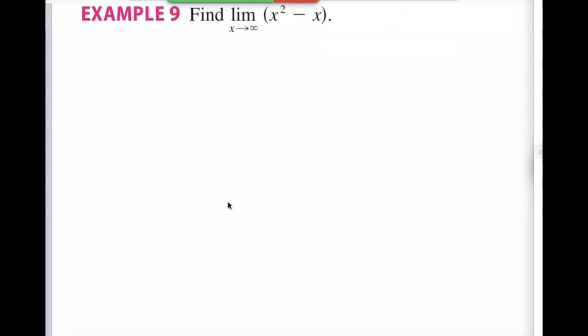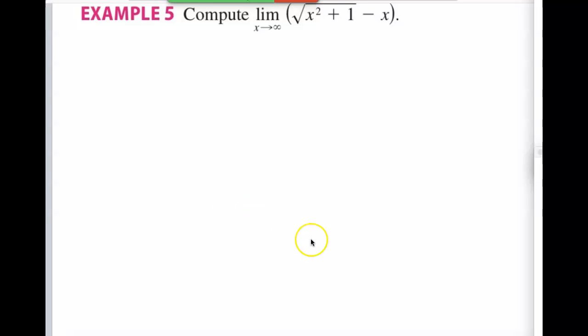I'm not going to go over all of these, but I'll go over a few. This one in particular is a good one to talk about. So here we don't have a fraction, but we can force it to be a fraction using a tool that we've been using quite a bit, and that's the conjugate pairs. So remember, the conjugate pairs are the a plus b times a minus b is a squared minus b squared.